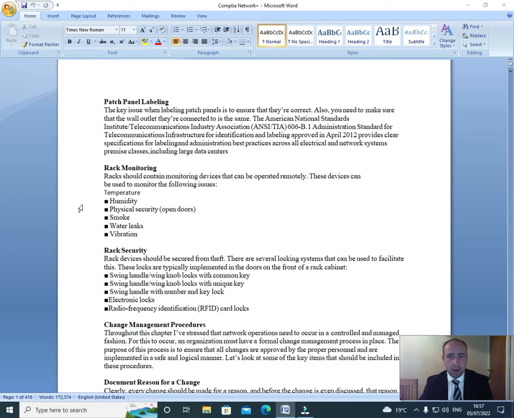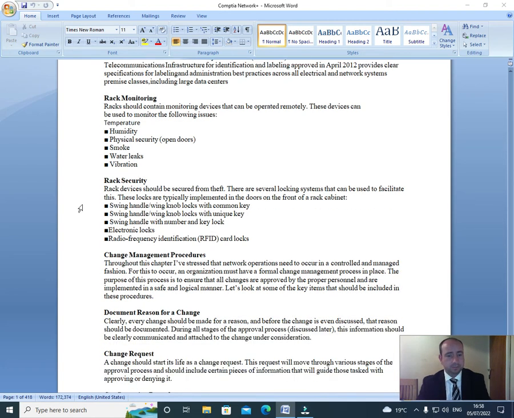The American National Standards Institute Telecommunications Industry Association ANSI/TIA 606-B Administration Standard for Telecommunications Infrastructure for Identification and Labeling, approved in April 2012, provides clear specifications for labeling and administration best practices across all electrical and network systems premise classes, including large data centers.